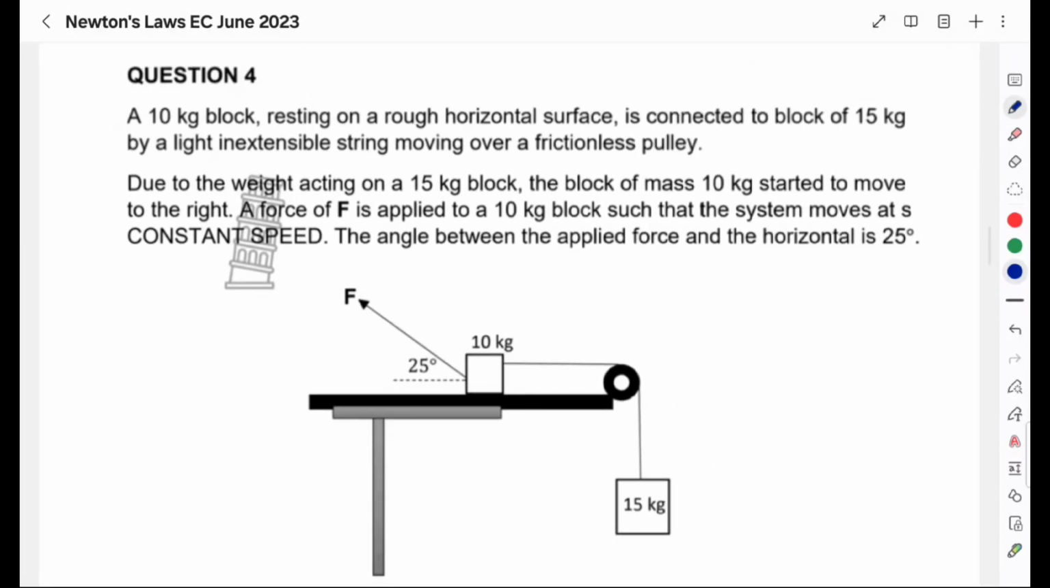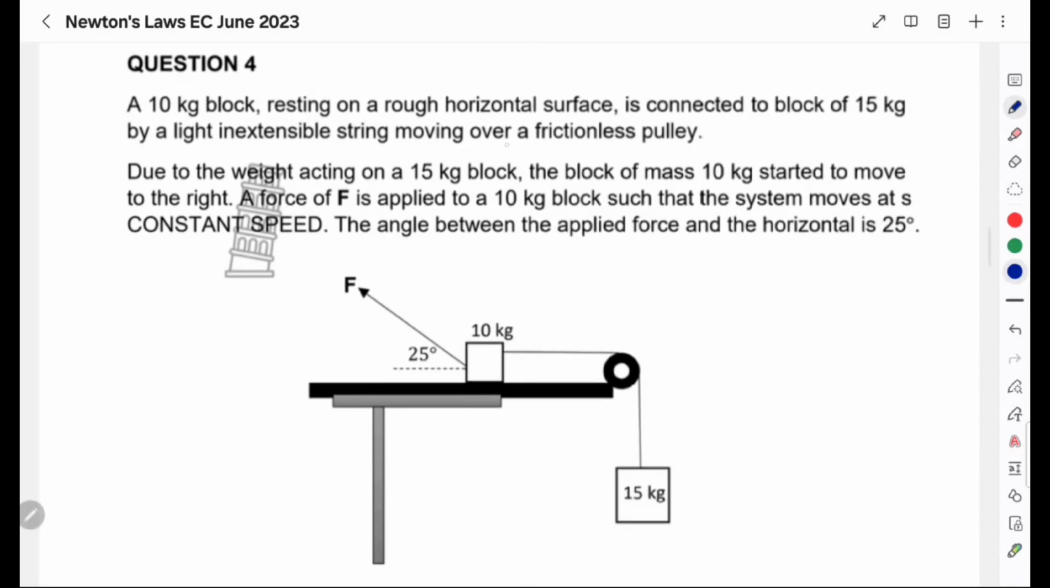So question 4 states, a 10 kg block resting on a rough horizontal surface is connected to a block of 15 kgs by a light inextensible string moving over a frictionless pulley. Please keep in mind that it is stated frictionless pulley. That does not mean the surface is frictionless. We were told that it is resting on a rough horizontal surface, meaning that the surface has friction. So please do not confuse the pulley and the surface. The pulley is frictionless, but the surface has friction.